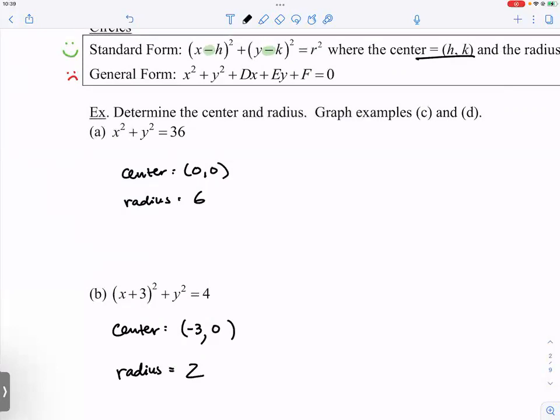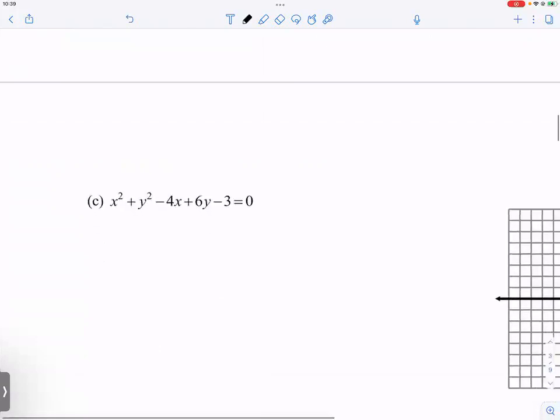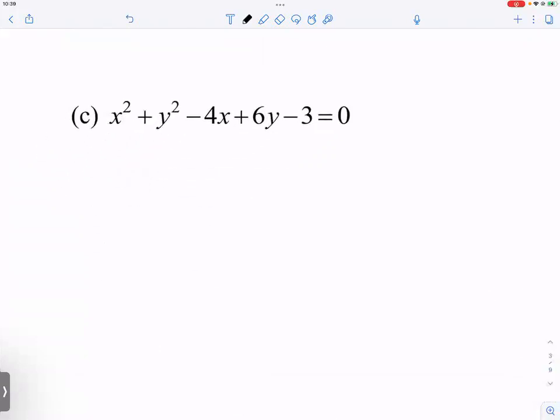But the next two will be a little bit more challenging. So we have this. This is not the happy form. This is the general form. This is not giving us the center or the radius straight away. So what do we do? This is the time we will do our completing the square. So first, let's move the constant to the other side. And then this is where you have to be very careful.